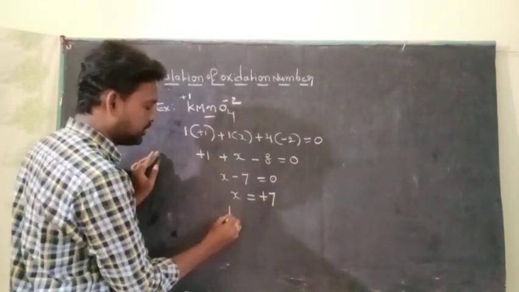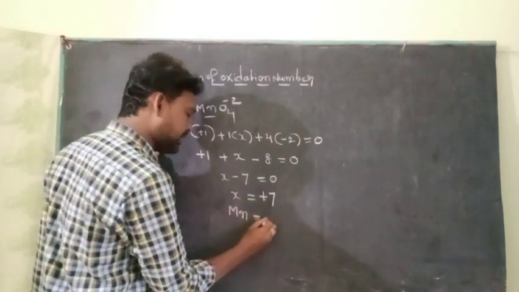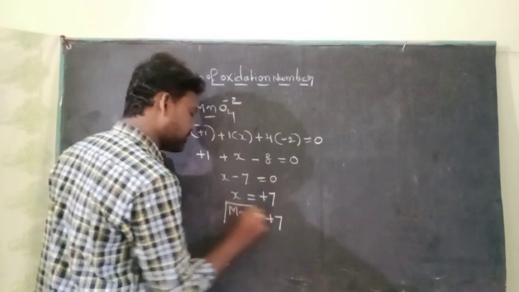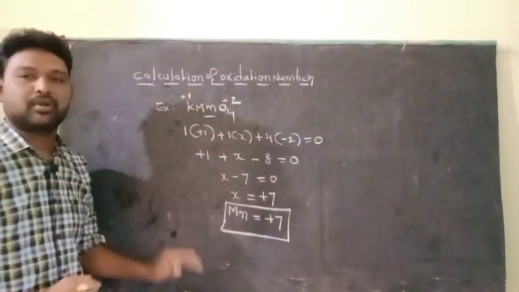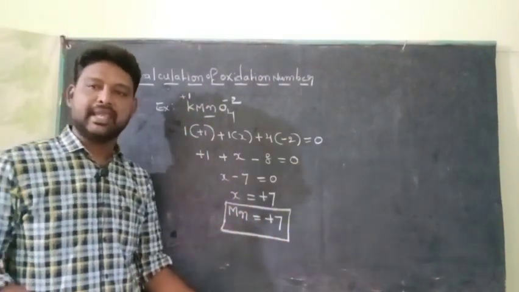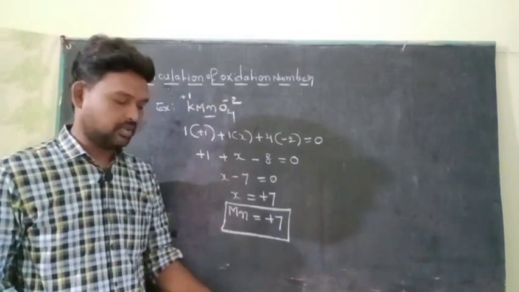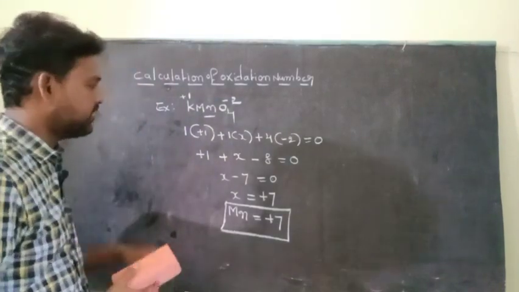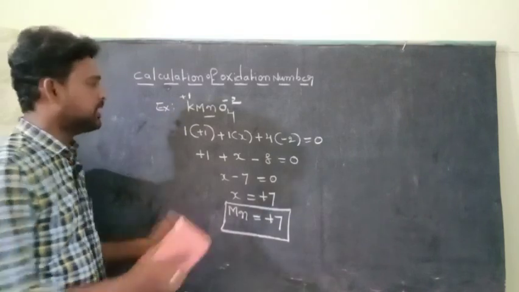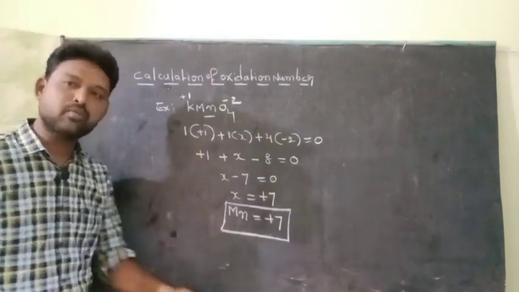So X is nothing but manganese. Mn equal to plus 7. So this is the oxidation number of manganese in the KMnO4 compound. Okay. So this is a very important example in the IPE examination. So next, one more example.